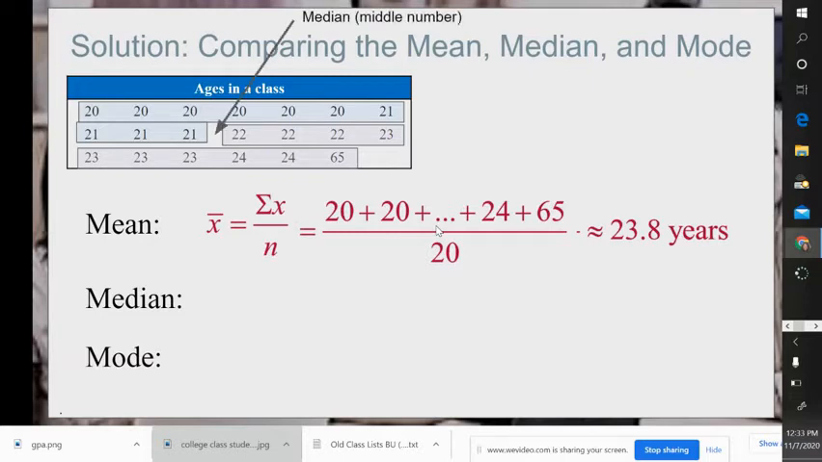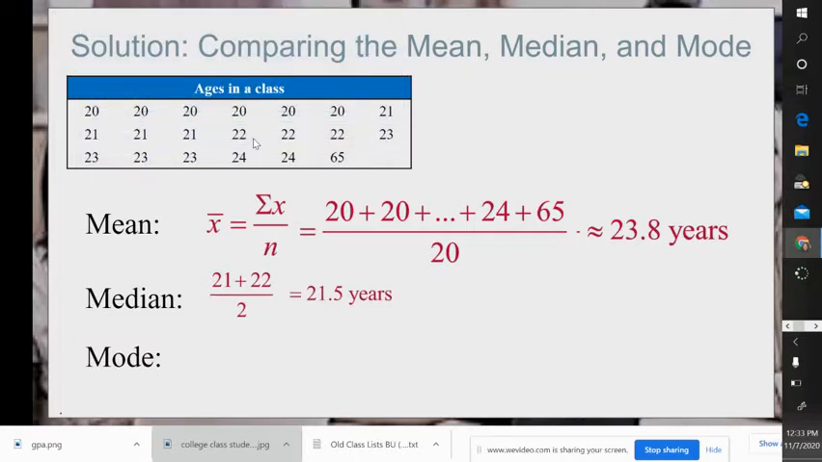So if there's no number in the middle, then you find the average of those two middle numbers, 21 and 22. The two closest to the middle, 21 and 22, you add them and divide by 2. So 21 and a half years old. That is the median.